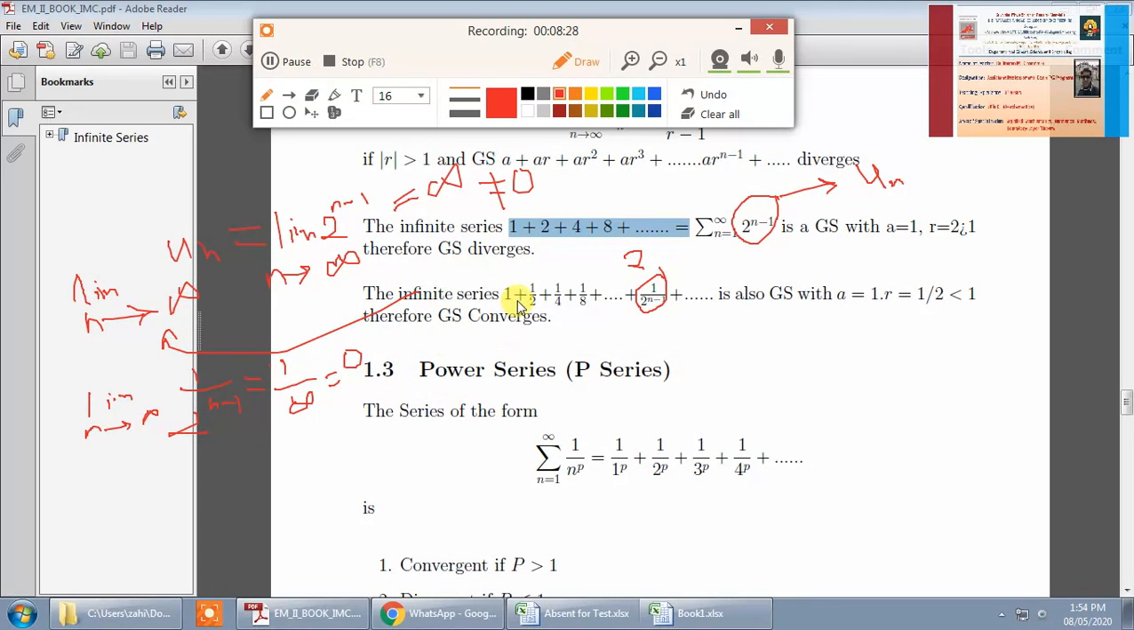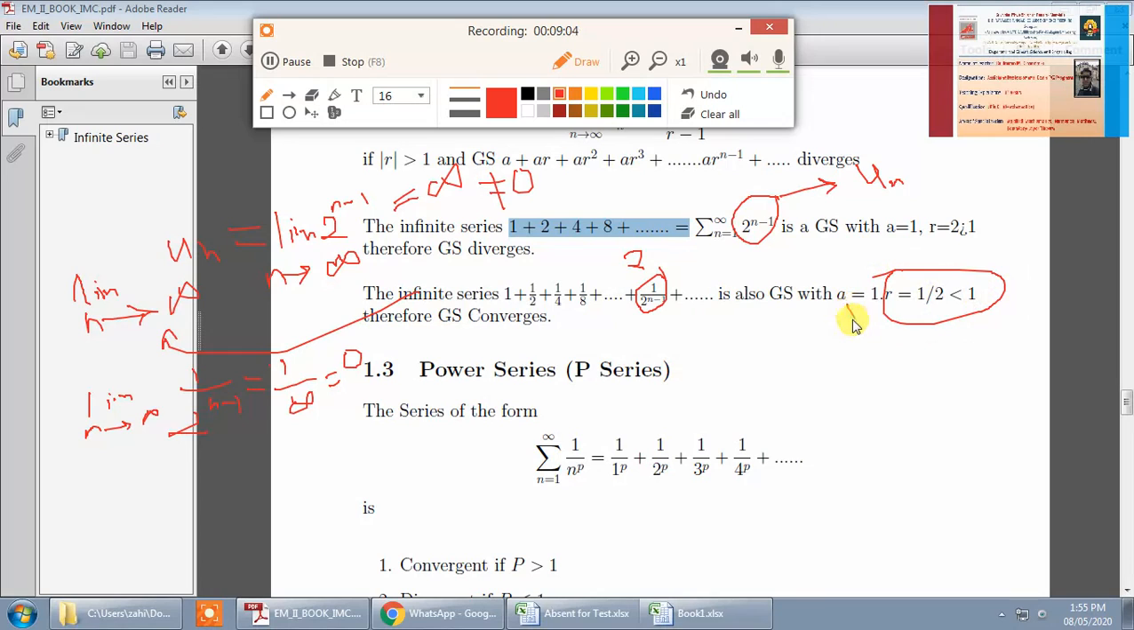The infinite series 1 plus 1 by 2 plus 1 by 4 plus 1 by 8 and so on, 1 by 2 raised to n minus 1. So see, if you put n equal to 1, we get 1. If you put n equal to 2, we get 1 upon 2. If you put n equal to 3, we get 1 upon 4. If you put n equal to 4, 4 minus 1 is 3, 2 raised to 3 is 8, 1 upon 8 and so on. So this is a geometric series. Why? Because if you divide 1 by 2 by 1, we get 1 by 2, 1 by 4 by 1 by 2, we get 1 by 2, 1 by 8 by 1 by 4, we get 1 by 2 and so on. So your common ratio is here 1 by 2, which is less than 1.